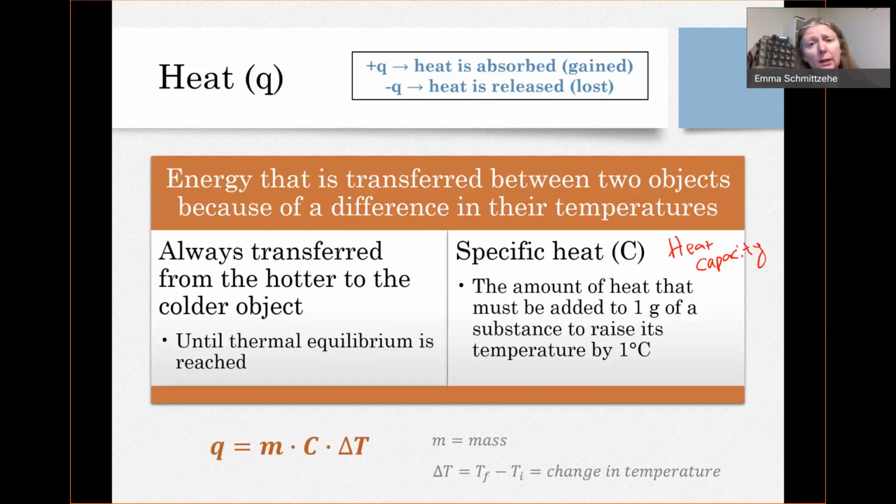If the temperature goes down, meaning your final is smaller, then you take a smaller number minus a bigger one, you get a negative value. And so if that were the case, if temperature went down, that would be because heat is being released. And so this equation will give you a negative value for Q in that case. So the sign is just indicating the direction of this energy, where the energy is going. There isn't really such a thing as a negative energy. So that sign is just helping us understand where it's going.